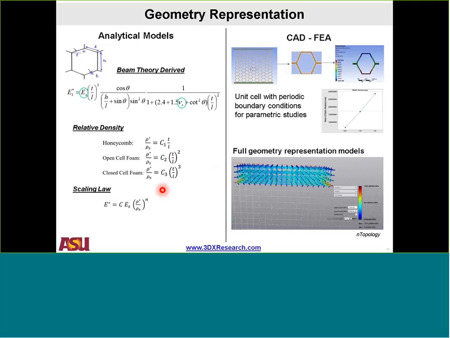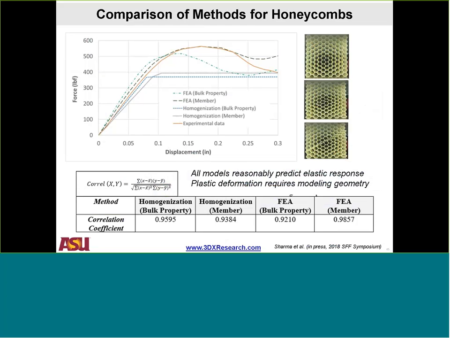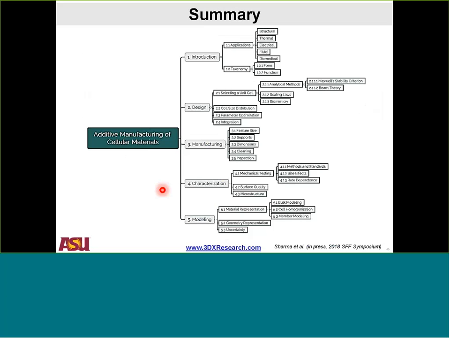Secondly, you could do a CAD FEA. I don't think there's any surprise here. You can explicitly represent the geometry with CAD and import it in FEA and analyze it. So this is what we would call a full geometry representation model. The challenge, of course, is that it can be expensive, and folks are working to make that faster. I'll skip over this slide in the interest of time.